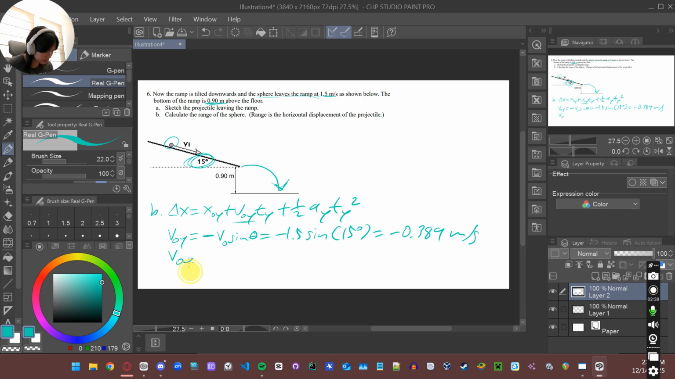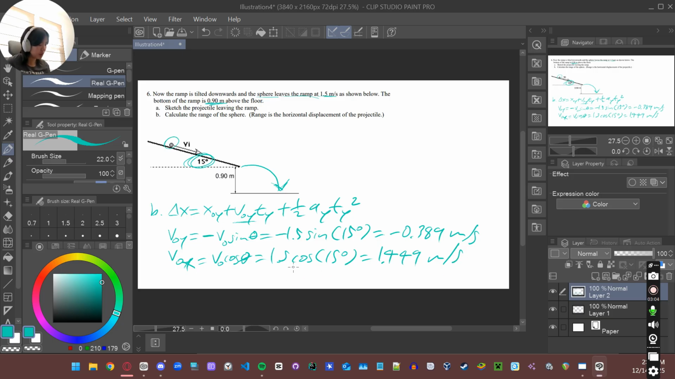We're also going to find the horizontal component. This will not be negative because it's going to the right, and that's the positive direction. That's a theta, apologize. 1.5 cosine 15 degrees. Punching that into your calculator, you're going to get 1.449.